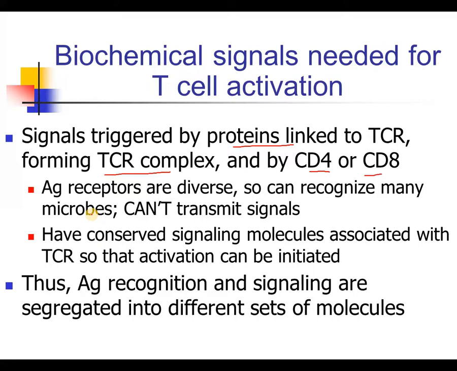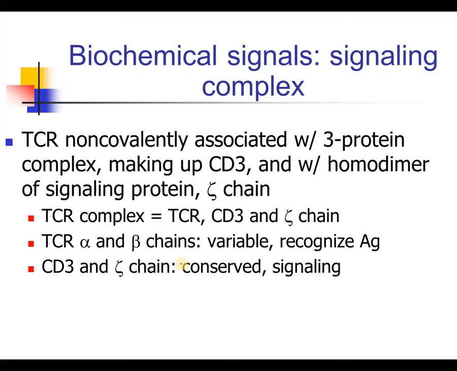The antigen receptors are diverse. They're all about binding peptide plus MHC appropriately, and they need a lot of diversity, particularly in their V regions. So they can recognize many microbes, but they can't transmit signals. We instead have these conserved invariant signaling molecules that are associated with the T cell receptor so that activation can occur. So antigen recognition and signaling are segregated into different sets of molecules. You have heard about this before. Now I'm going to expand upon what these molecules actually do.